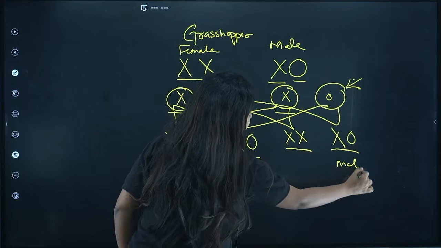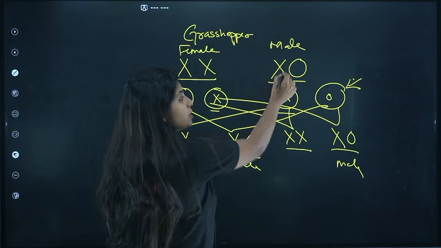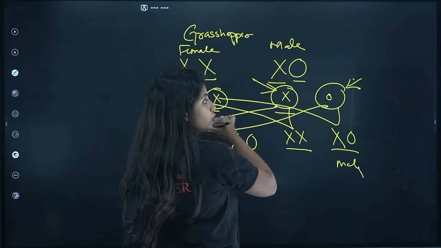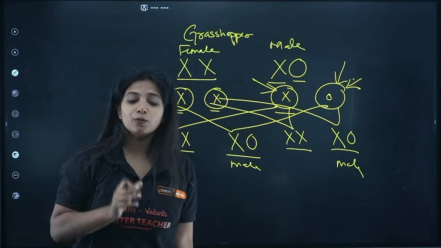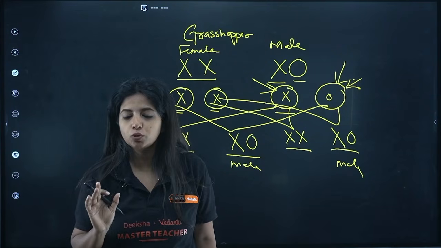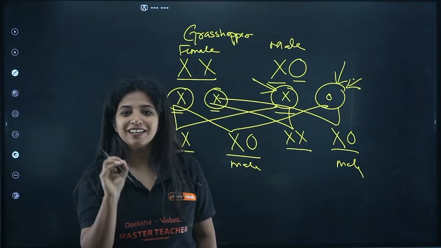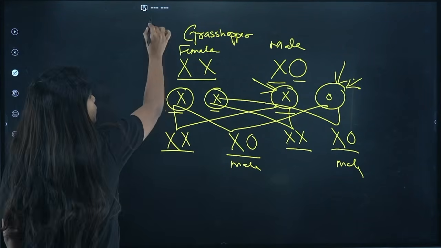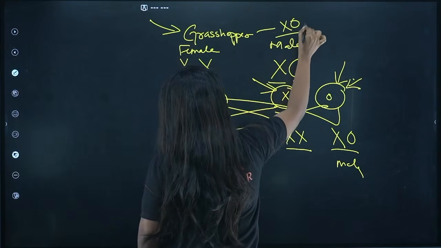Again, a male. But if you see, in the case of male grasshoppers, 50% of them are going to carry X chromosomes, and 50% of them are going to carry no chromosomes. That is what Henking said: 50% carrying X chromosome, 50% not carrying the X chromosome. Got it? This is the type of sex determination that you see in grasshopper. And what do you call this type of sex determination? You call this XO type of sex determination.